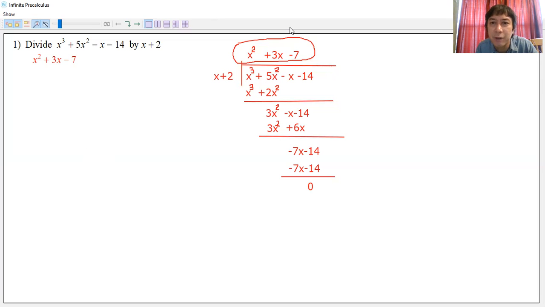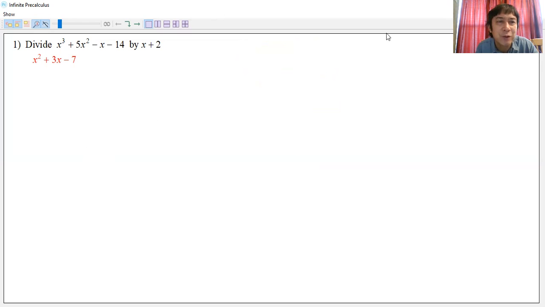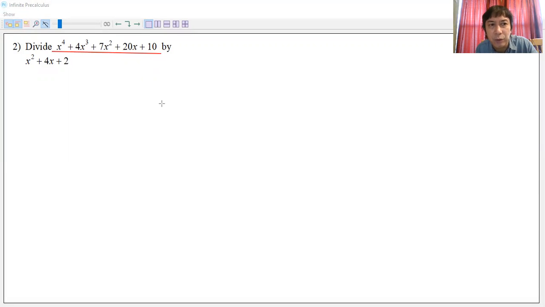Let me clear our long division, and let's continue with number 2. Here's our number 2. Divide x to the fourth plus 4x cubed plus 7x squared plus 20x plus 10 by x squared plus 4x plus 2. So first you will have to examine your divisor and your dividend. Let's check our dividend over here. That's to the fourth degree, followed by the third, and then the 2, the first, and the number is to the 0. So it looks quite arranged. 4, 3, 2, 1, 0.